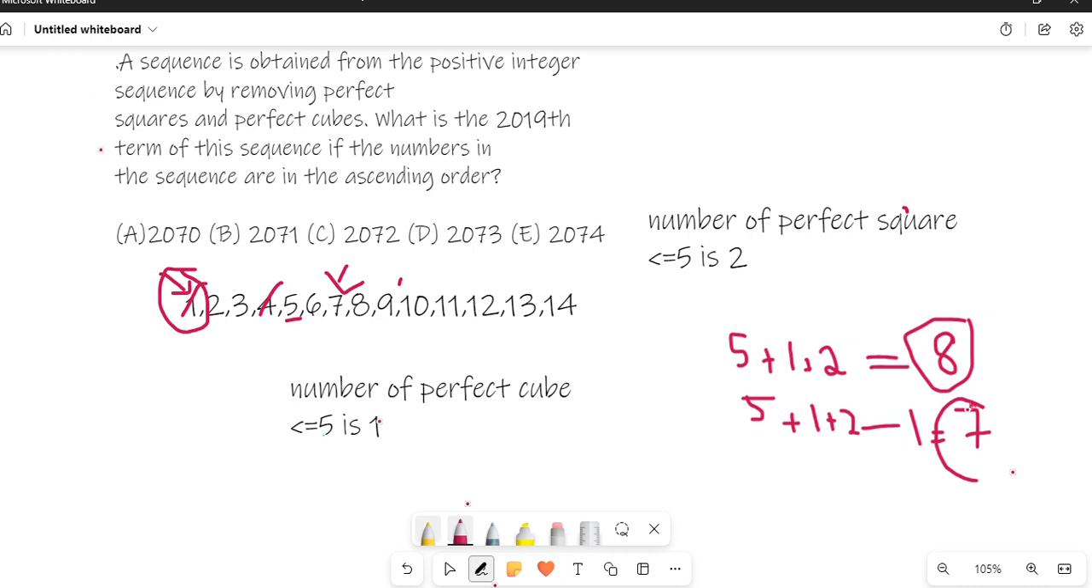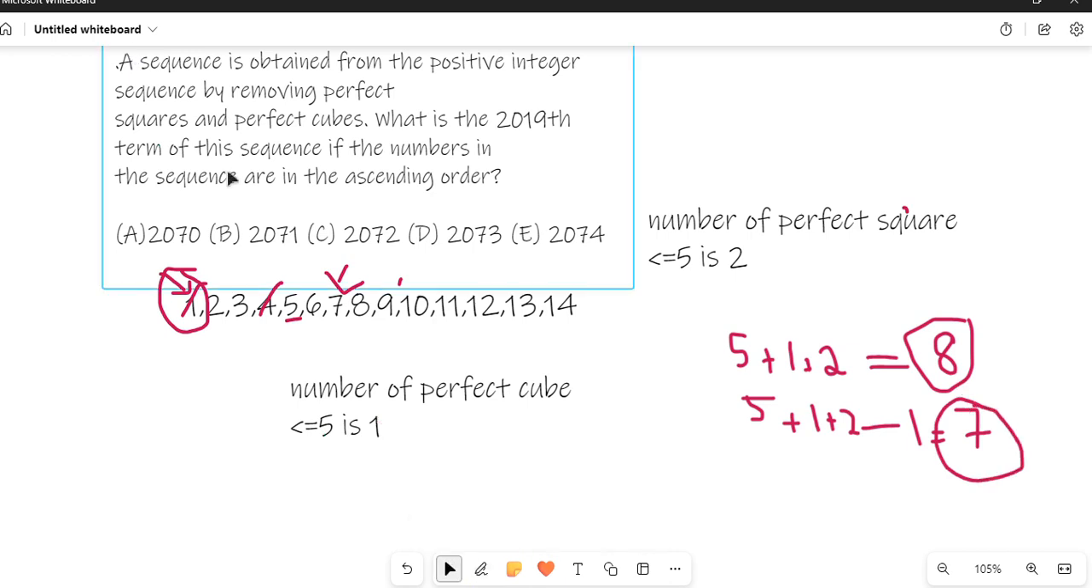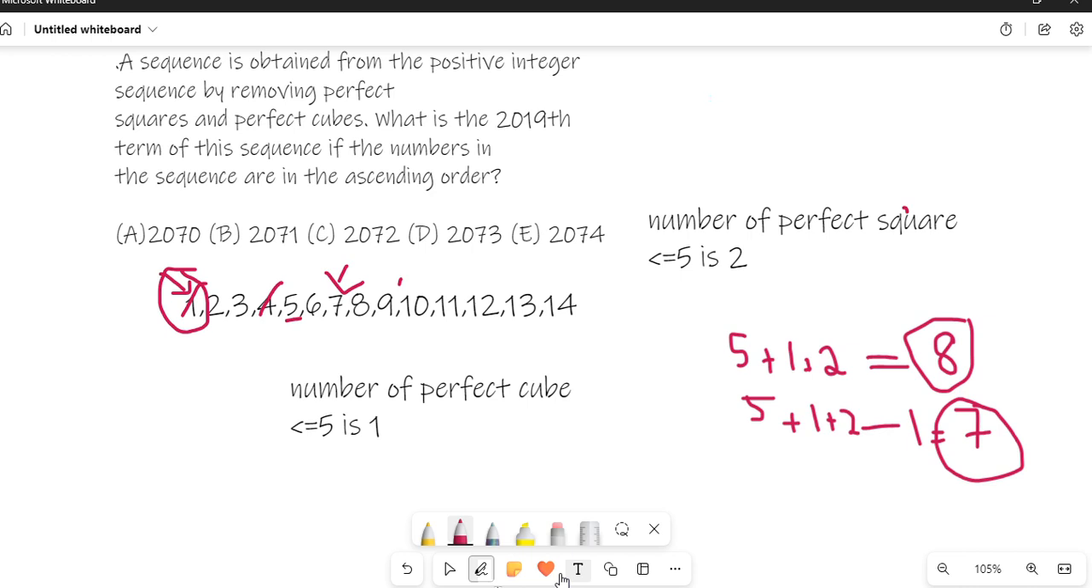Okay, so the formula to solve this type of problem is that we first find the number of perfect cubes, then we find the number of perfect squares, and then we delete the intersection of both, because there could be some numbers which are a perfect square and a perfect cube as well. For example, 1 is a perfect square and perfect cube, 64 is a perfect square and perfect cube, and there are lots more. If in our sequence we have to delete these kinds of numbers.